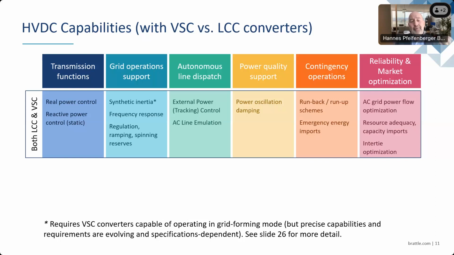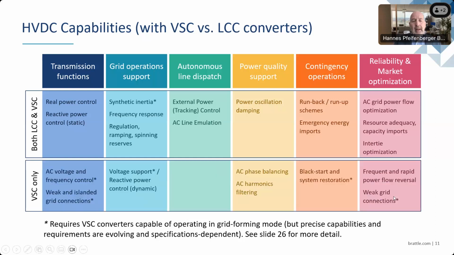But once we go to VSC capabilities, we also see we can use HVDC to connect to weak and islanded grid operations. We can do dynamic voltage control and reactive dynamic power control. We can even use VSC capabilities to do AC phase balancing and AC harmonics filtering. We can use them for black start and system restoration. And they're very fast. They can frequently and rapidly reverse power flows to support the interconnected grids.